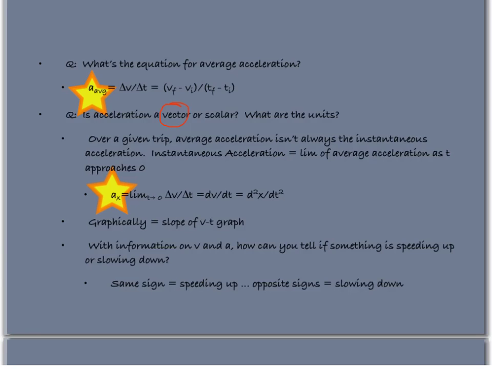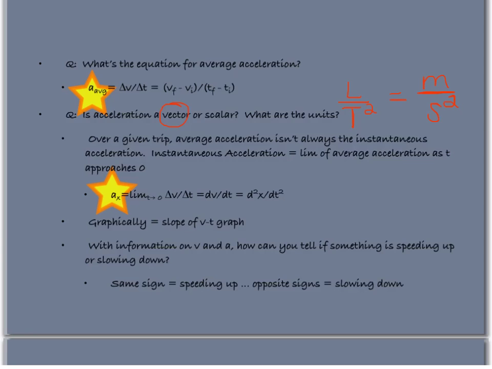So what are the units? Units on acceleration would be any type of length or distance divided by a time squared. So if we put this in SI units, our SI units for acceleration would be meters per second squared. Basically, how you're changing your meters per second each second.